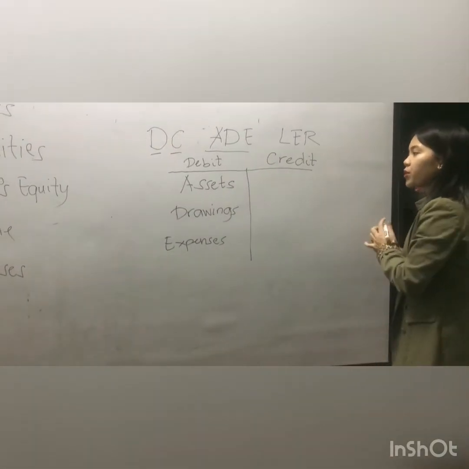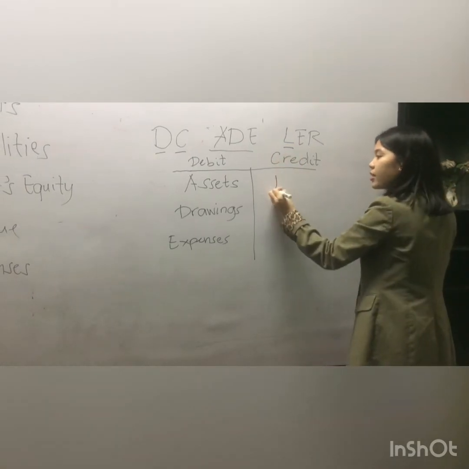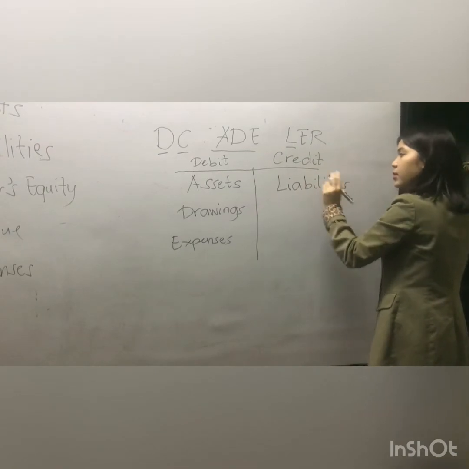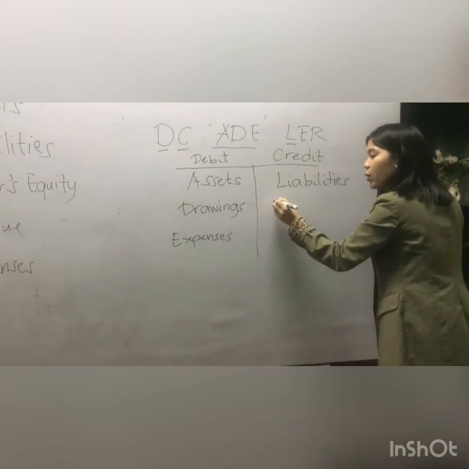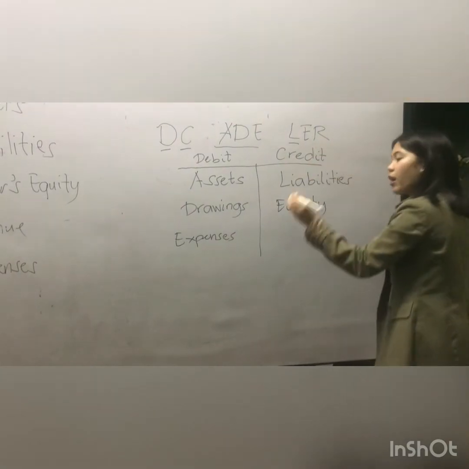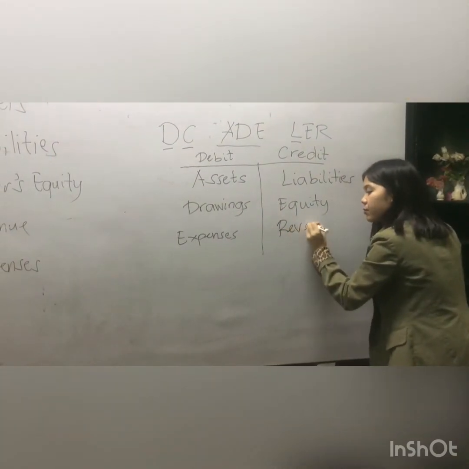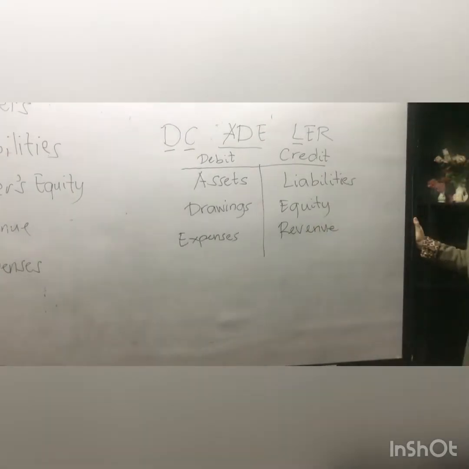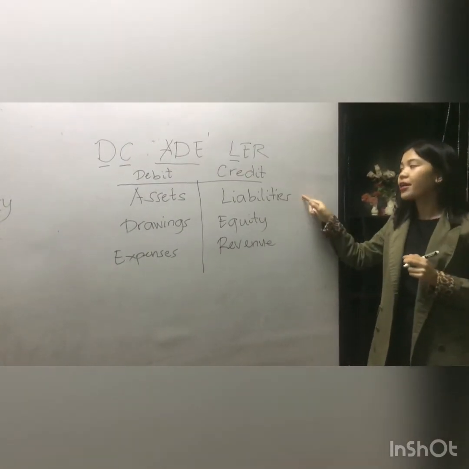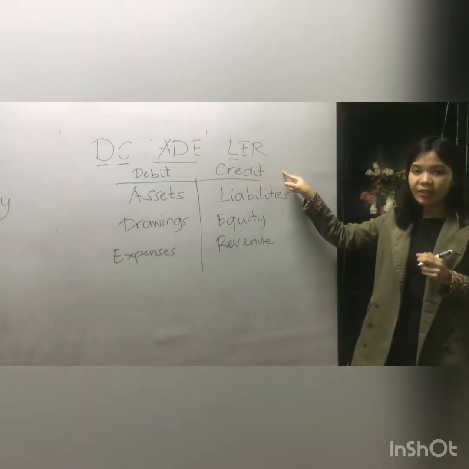Okay, let's now move to the credit side. We have L is for liabilities. Next one is E for equity. And the last one is for revenue. Okay, liabilities, equity, revenue, their normal side is on the credit side.